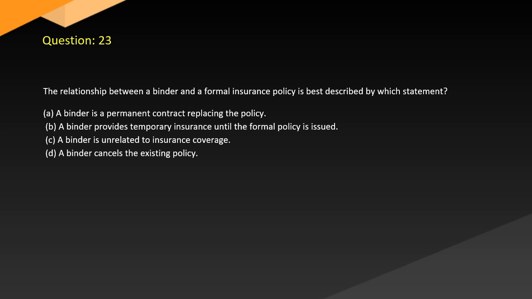Question 23. The relationship between a binder and a formal insurance policy is best described by which statement? A. A binder is a permanent contract replacing the policy. B. A binder provides temporary insurance until the formal policy is issued. C. A binder is unrelated to insurance coverage. D. A binder cancels the existing policy.